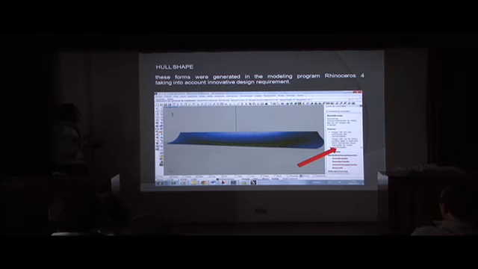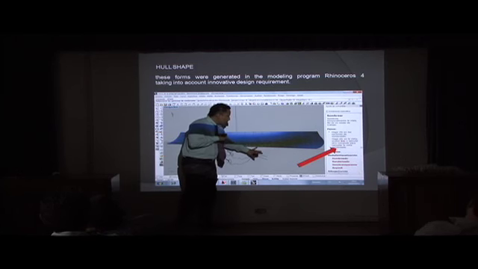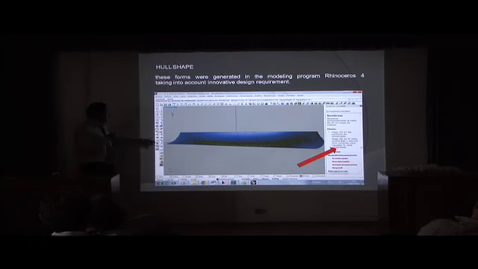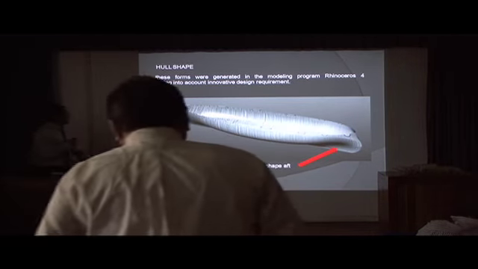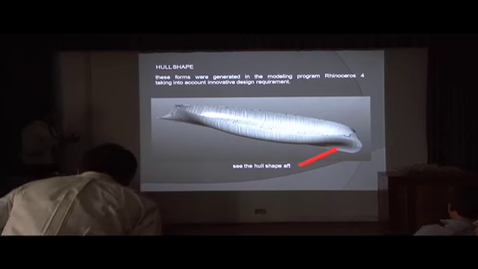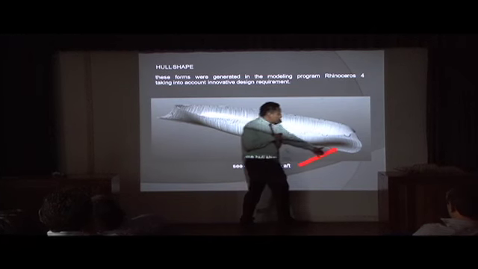Hull shape. These forms were generated in the modeling program Rhinoceros 4, taking into account innovative design requirements. You can see the unusual form in this, but the length. This form. See the hull shape aft.